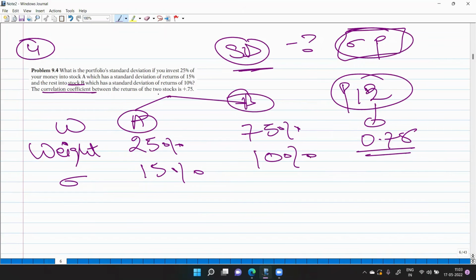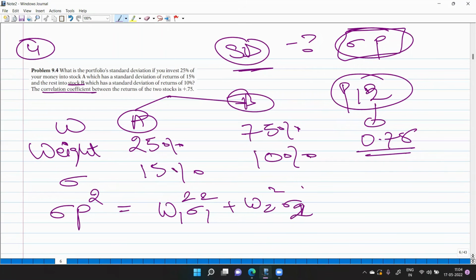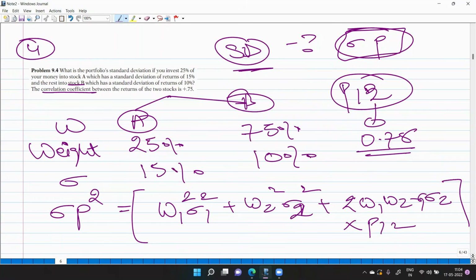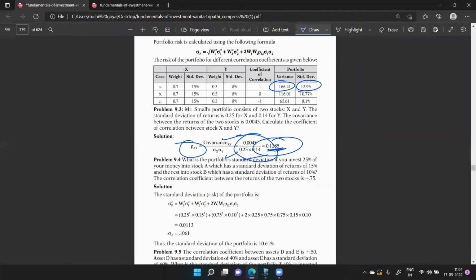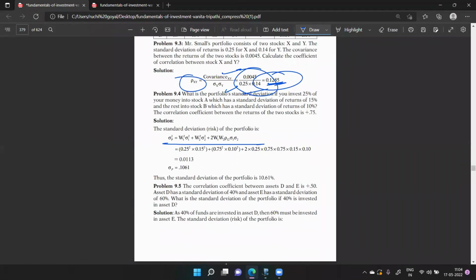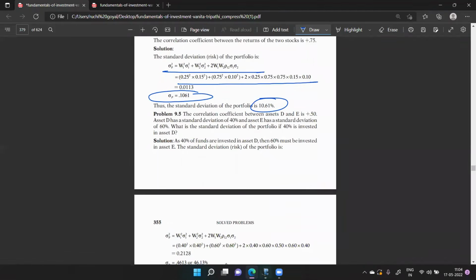that is the risk of a portfolio. How will I find the risk of a portfolio? I write W1 squared, again the same. Okay, I have been given all the values here, so there is no issue finding this particular answer. See, they have written the formula, all the values have been given to you. You will just take the square root at the end and you will say the risk is 10.61%.